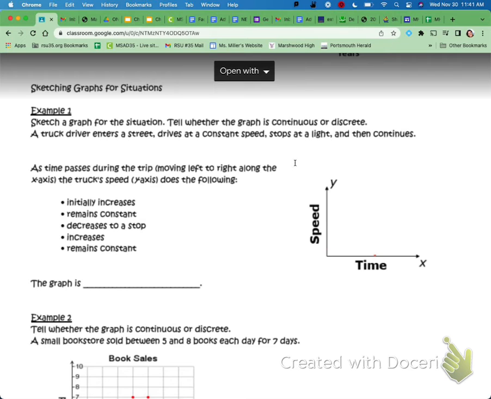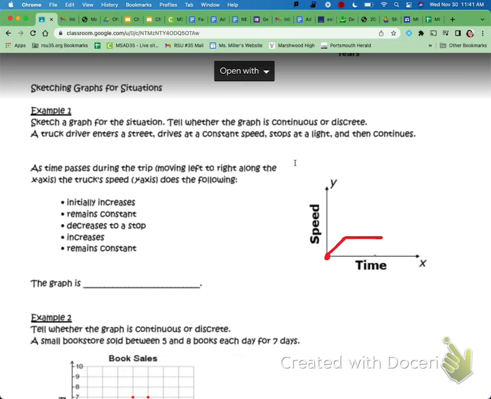So now we have to figure out what's happening. We've got enters a street, drives a constant speed. So if he's entering the street, that means he's probably starting at what speed? Probably starting at 0, and then we're entering the street, right? And then he drives at a constant speed. So when he enters the street, what would be happening to my speed? From 0, it would increase a little bit, right? And then we go constant for a little bit. So that means I'm going to do a constant, straight line, okay.